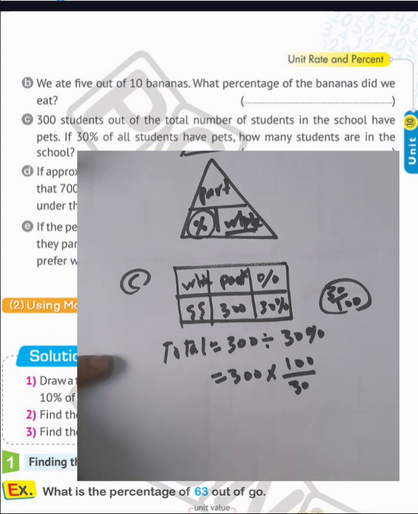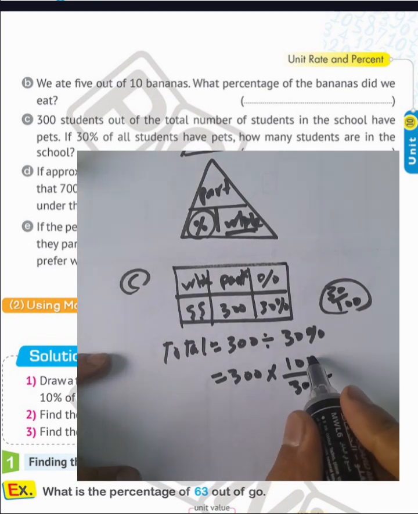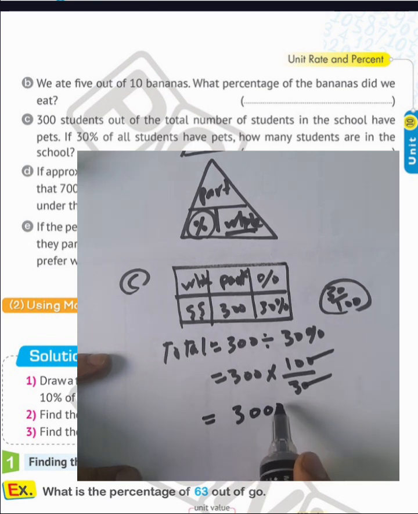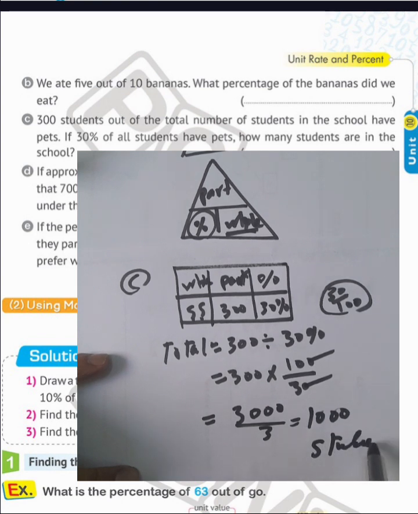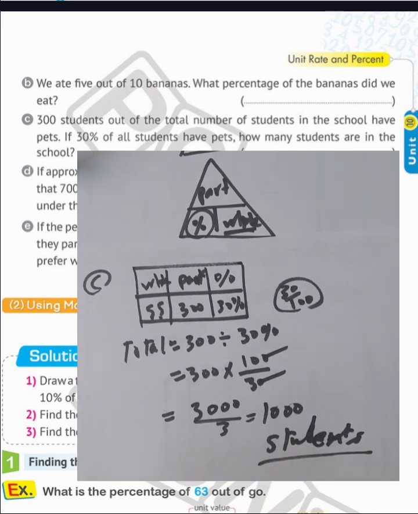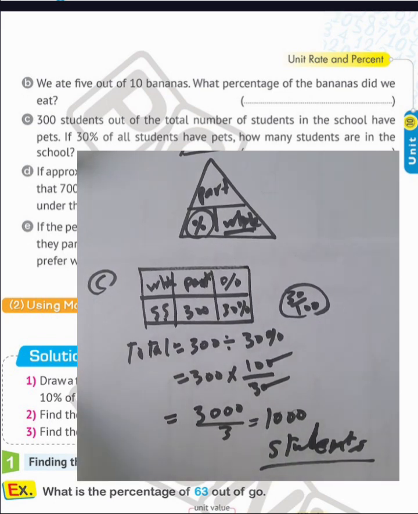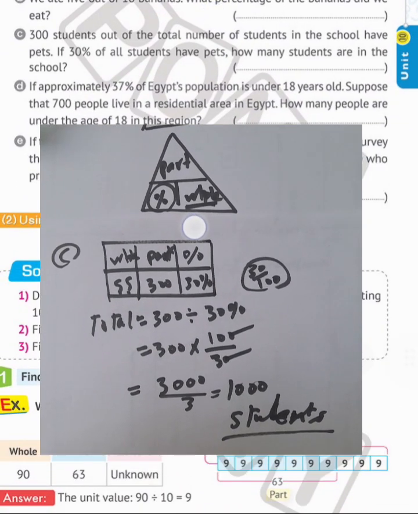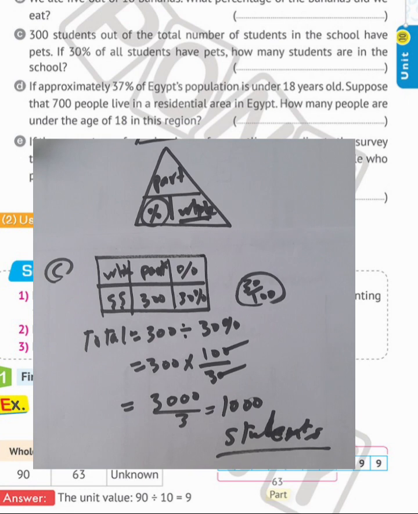Okay, you want to find the total, then cancel 0 by 0, then 300 times 10 over 3, it will be what? 3,000 divided by 3, it will be 1,000 students in the school. We have 1,000 students in the school. It was question letter C. Question letter D.